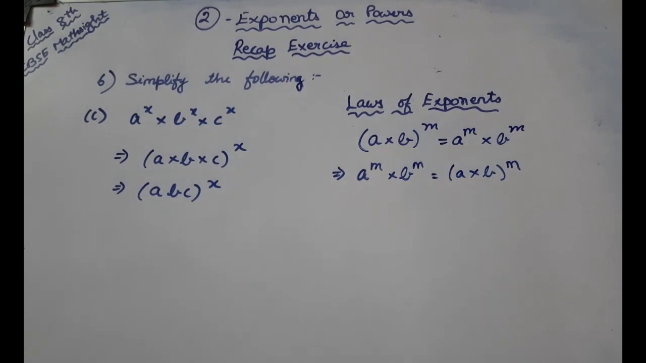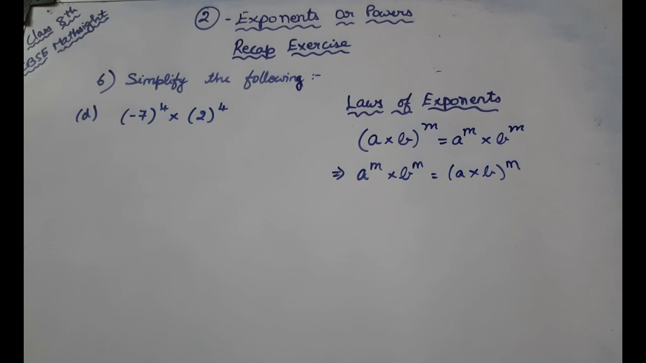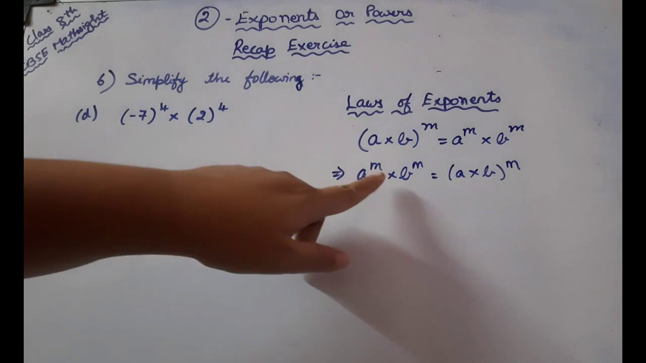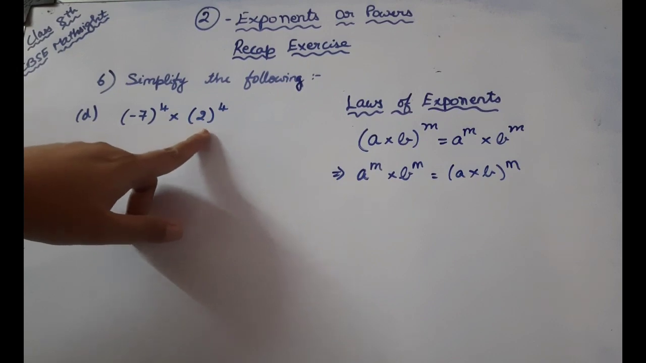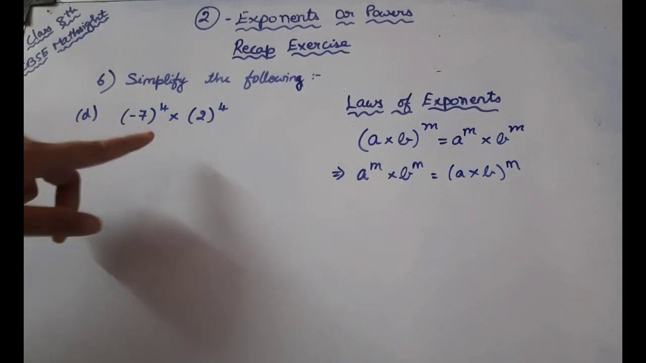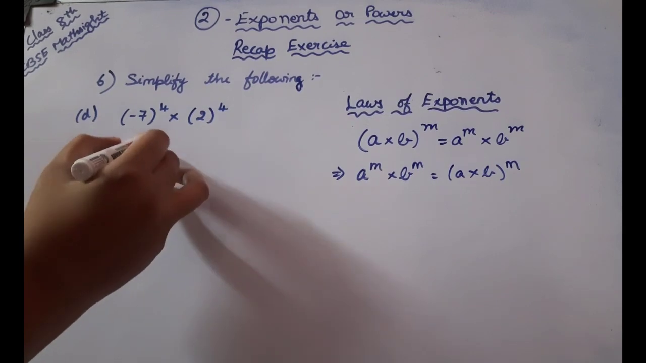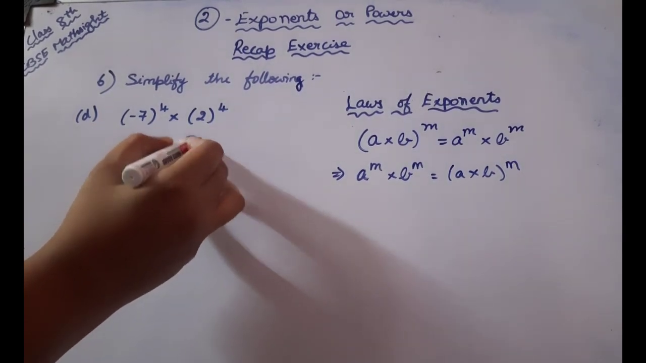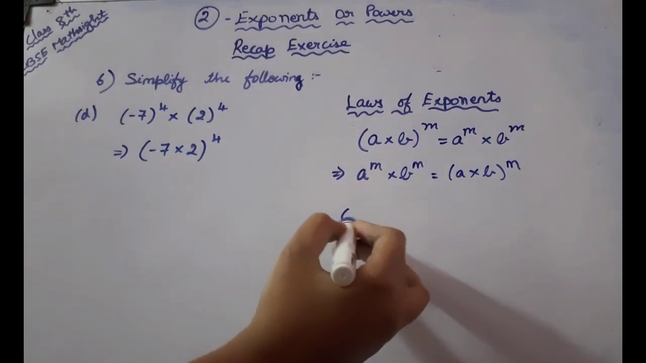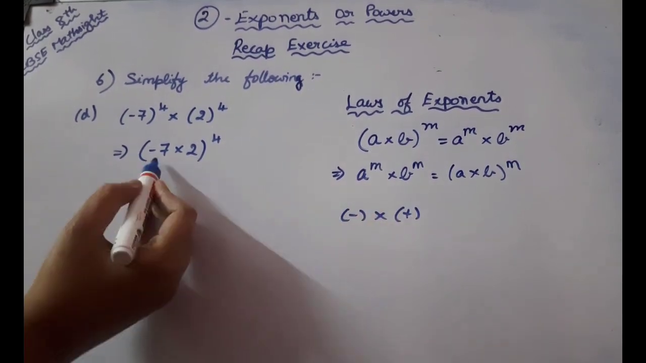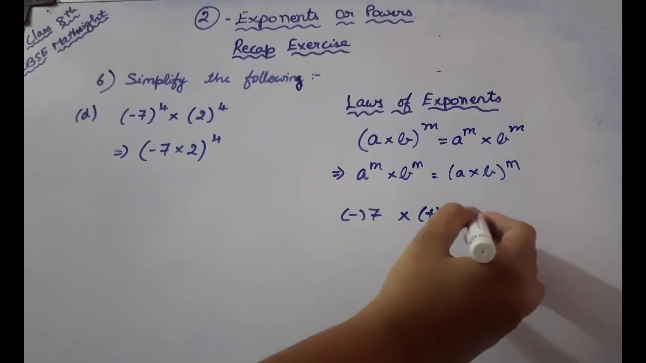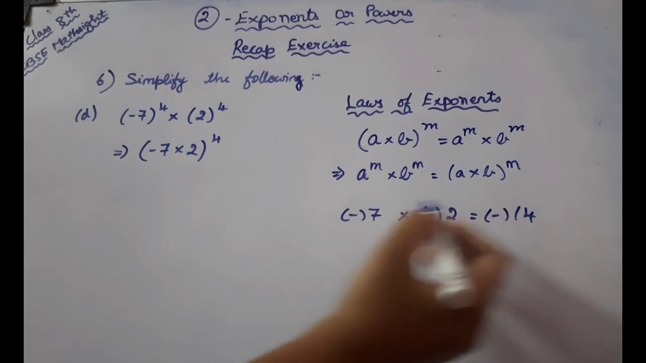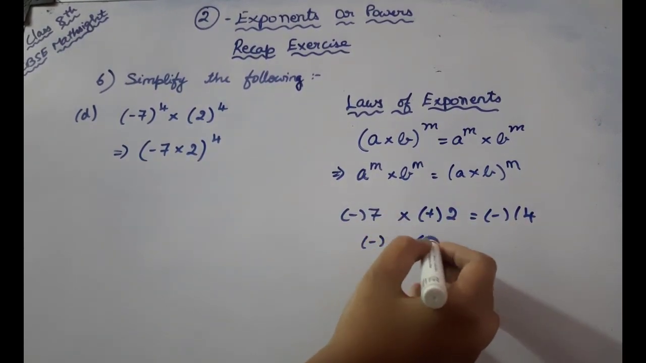Both are same. We are going to see the next sum, minus 7 to the power of 4 multiplied by 2 to the power of 4. So we have a to the power of m into b to the power of m. The same law we can use here. We have different base with same power. So we can first multiply the bases. This can be written as (minus 7 into 2) whole to the power of 4. Whenever minus is multiplied with plus, minus 7 multiplied with plus 2 can be written as minus 14. Minus into plus is minus.